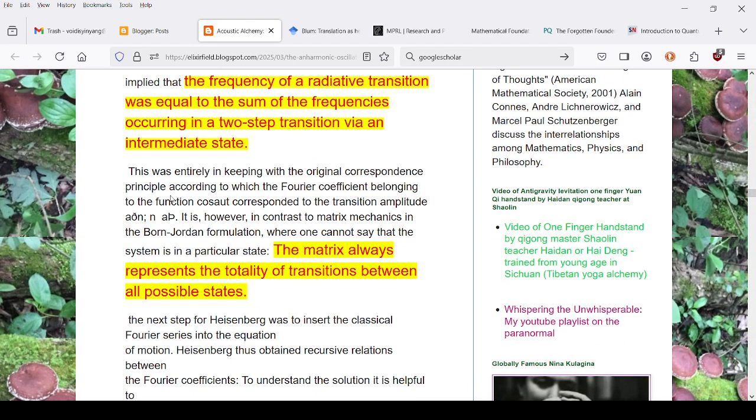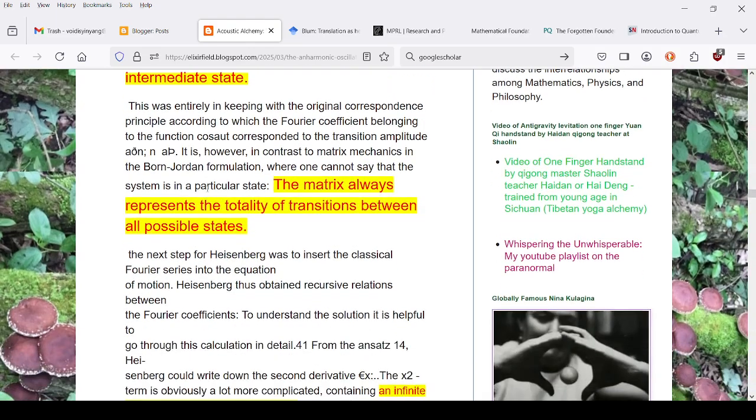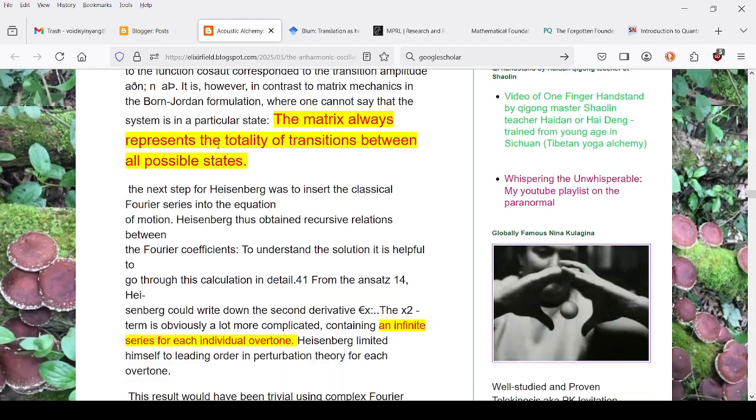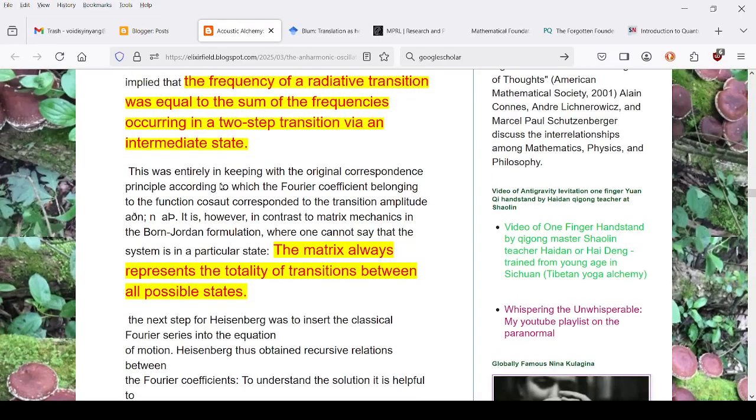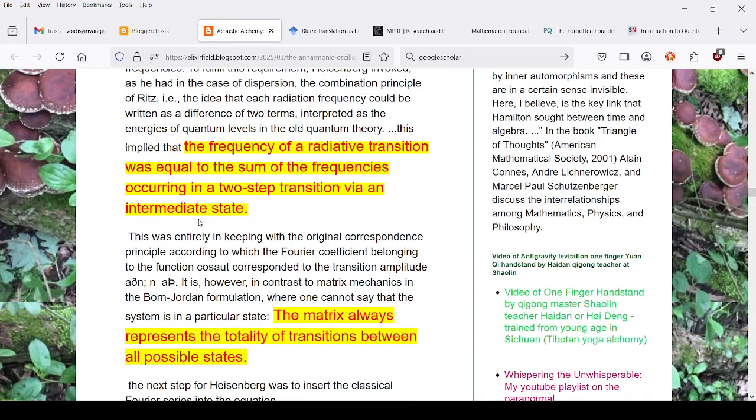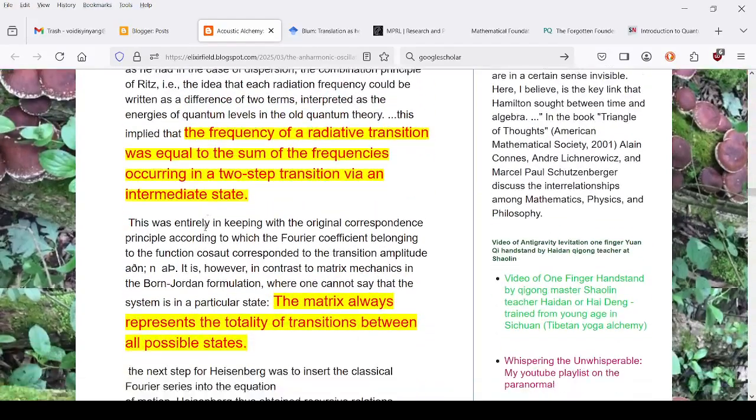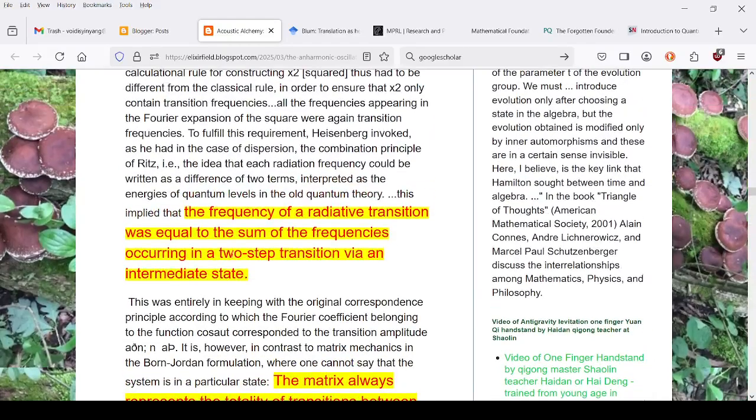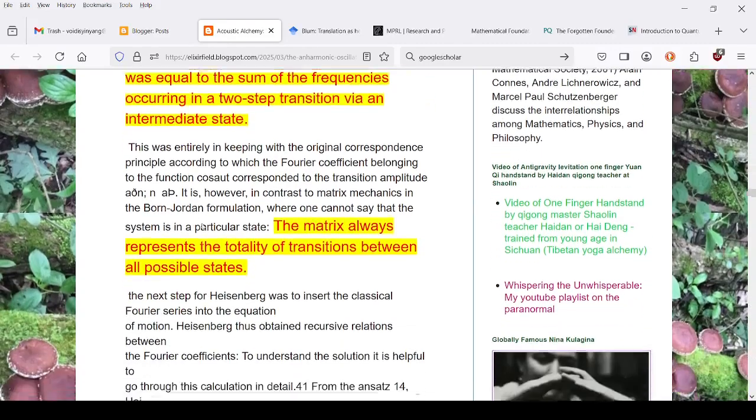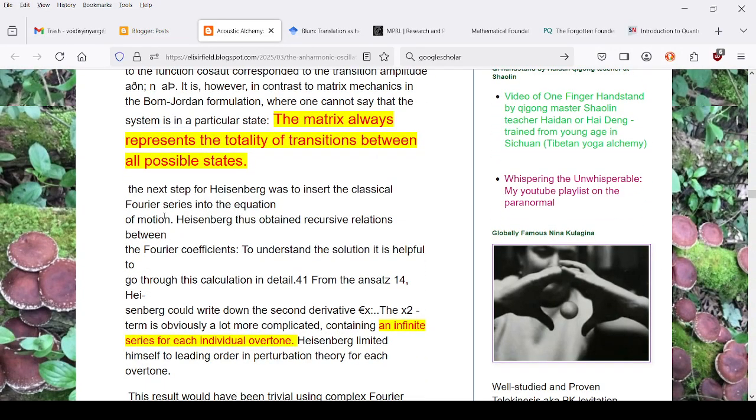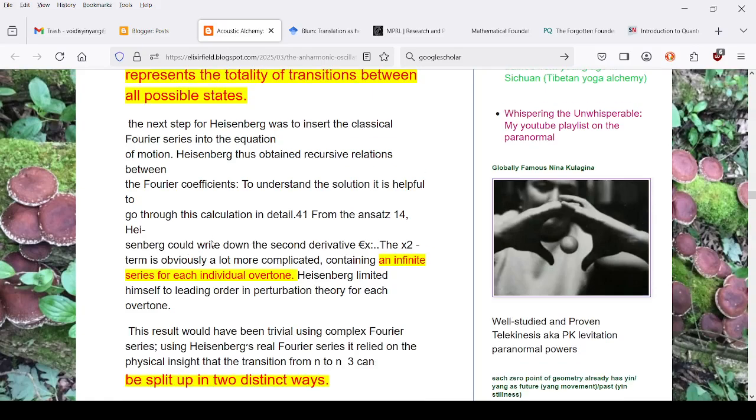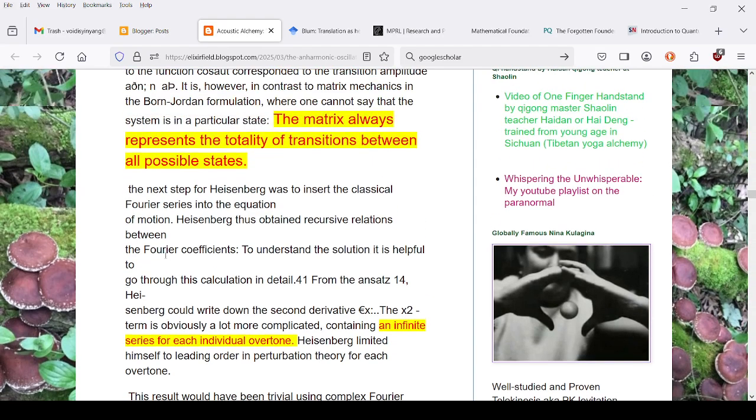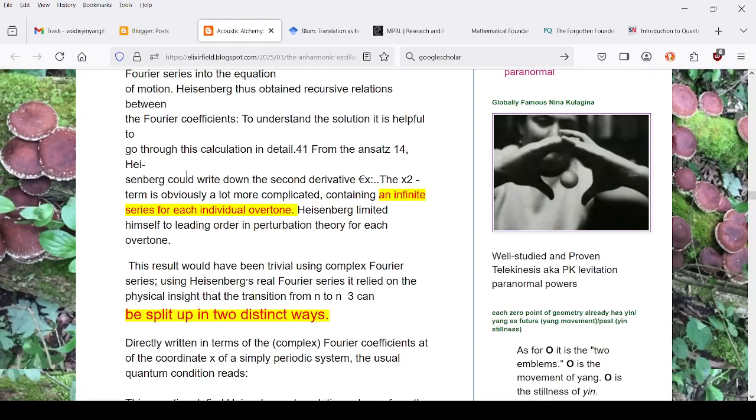And so the key point here is when they got turned into matrices, then it was the total transitions as a non-locality, and that's why Heisenberg never relied on the totality of transitions, because he was still connected to the actual empirical data of the spectroscopy. So when you use the matrices, you get an infinite series for each individual overtone. Well, this is what Heisenberg was working on when you go to the second derivative based as the dynamics.